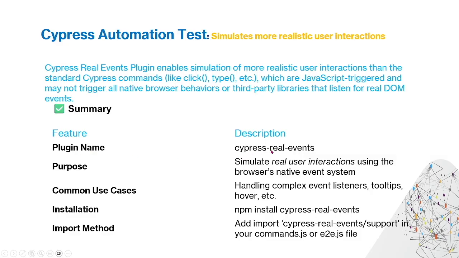Plugin name: Cypress Real Events. Purpose: simulate real user interactions using the browser native event system. Common use cases: handling complex event listeners, tooltips, hover, etc. Installation: npm install cypress-real-events. Import method: add import cypress-real-events/support in your commands.js or e2e.js file.